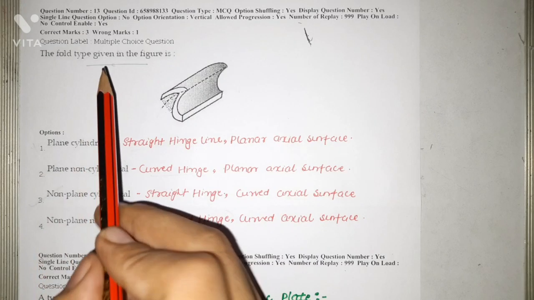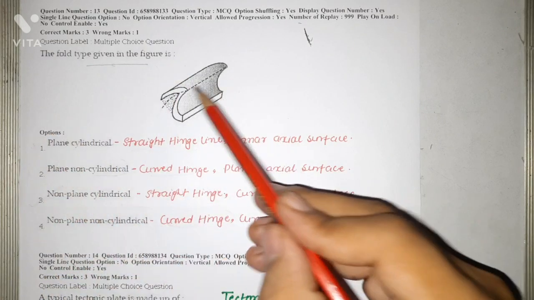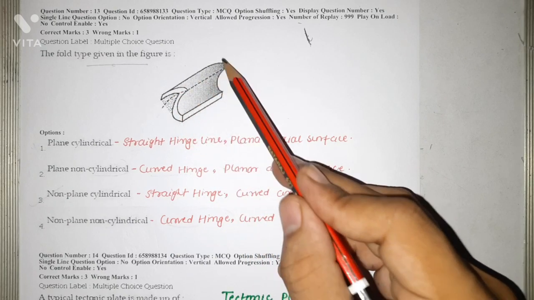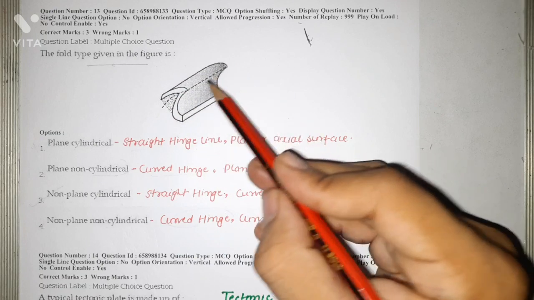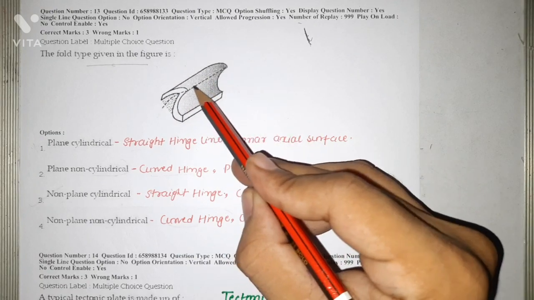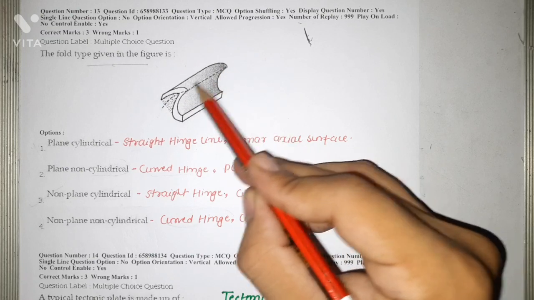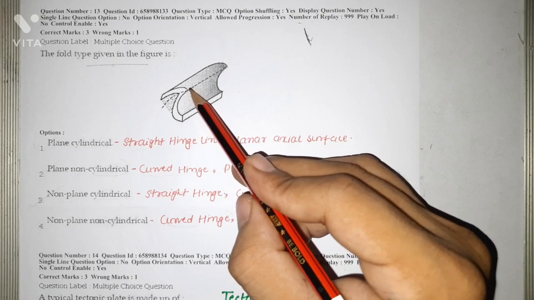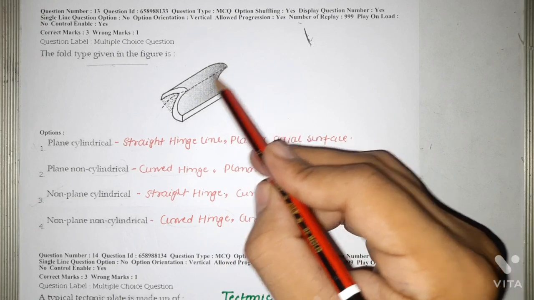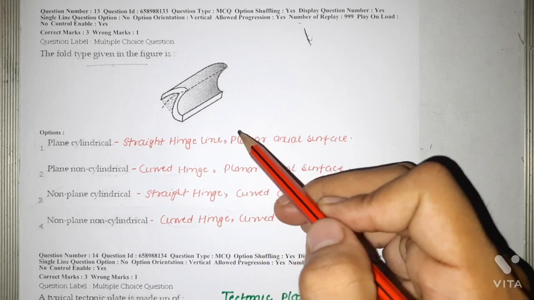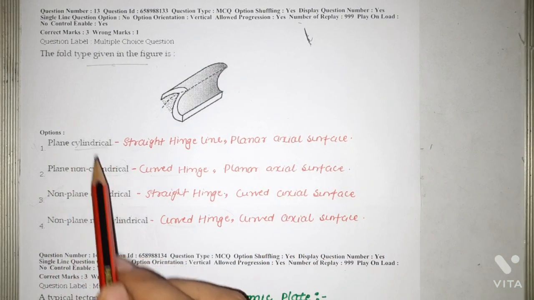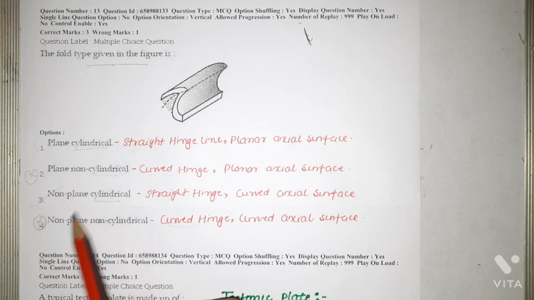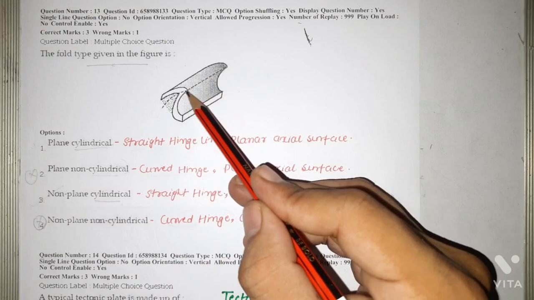Okay, the fold type given in the figure: you can see a figure of a fold. With this fold we can observe the hinge line, which is the line joining points of maximum curvature. In this fold the hinge line is straight, and if the hinge line is straight then the fold is termed cylindrical. So the non-cylindrical options, the second and fourth, are eliminated because the fold is cylindrical because of the straight hinge line.